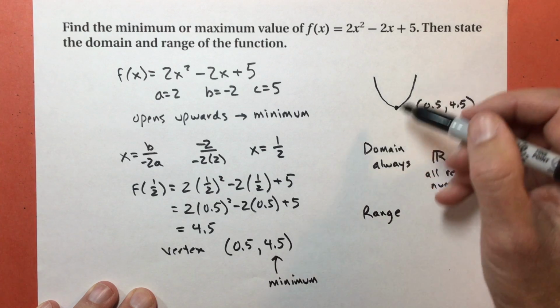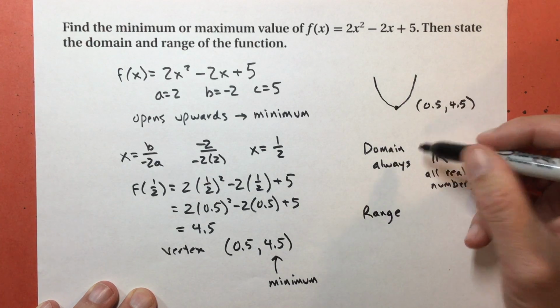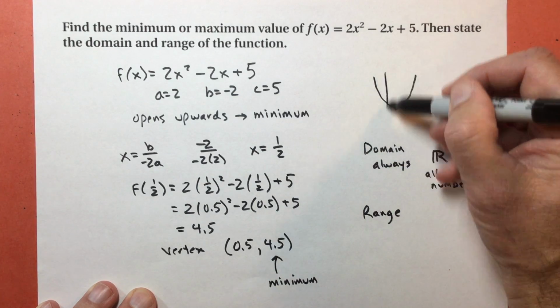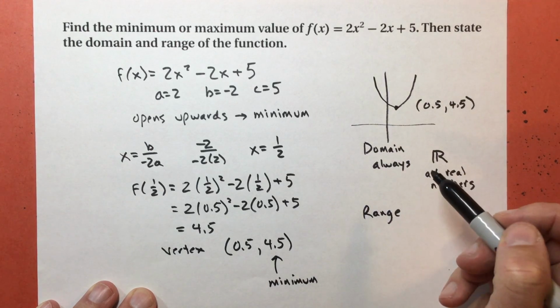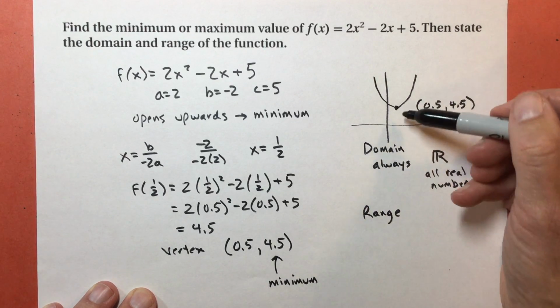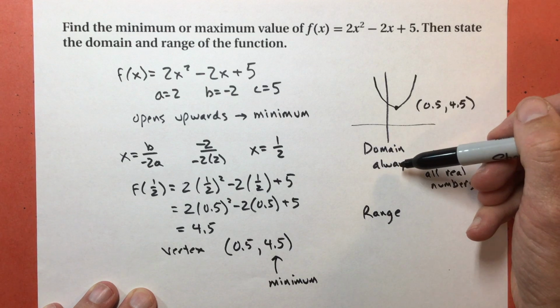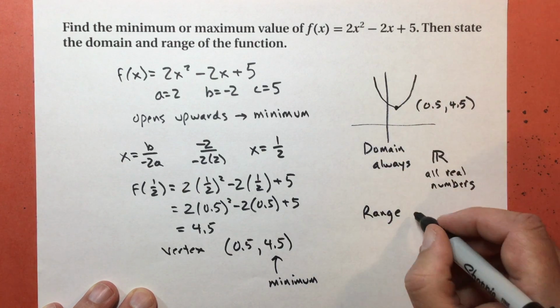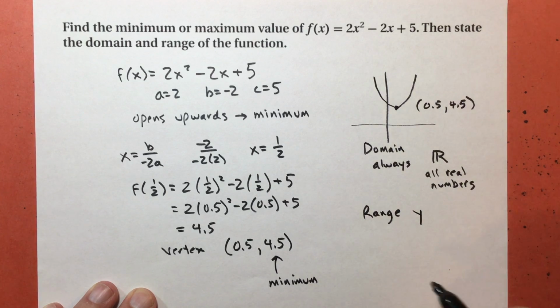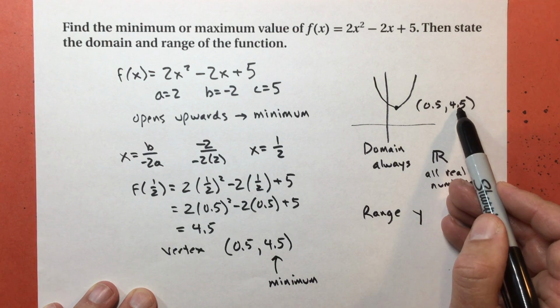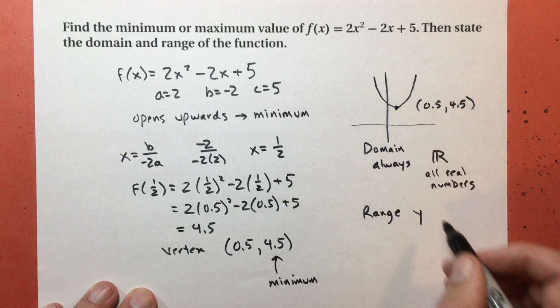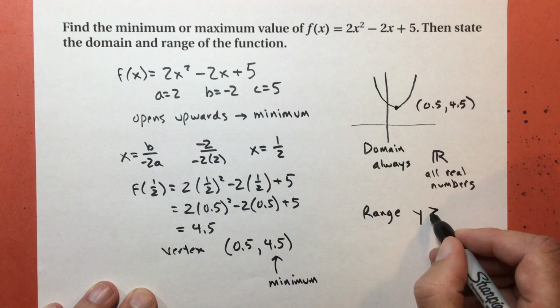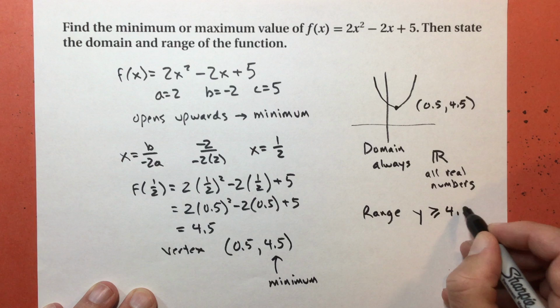Now the range, this is a little tricky. Notice that the graph, wherever this is, and probably be about like this, okay? Notice that the graph has nothing below the vertex. It's only above the vertex. So the y values start at the y value of the vertex and go up. That means that all the y values are greater than or equal to the minimum.